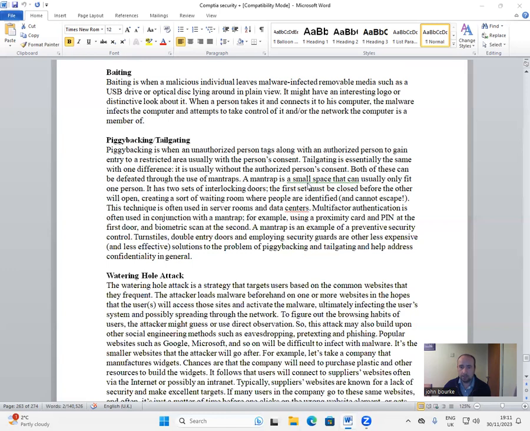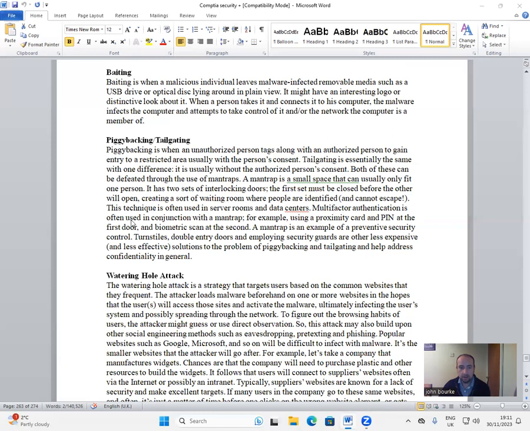A man trap is a small space that can usually only fit one person. It has two sets of interlocking doors. The first set must be closed before the other will open, creating a sort of waiting room where people are identified and cannot escape. This technique is often used in server rooms and data centers.